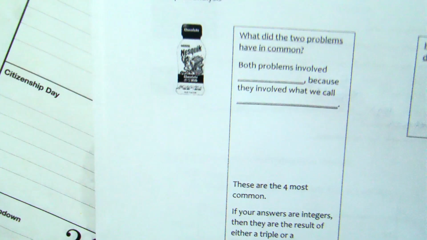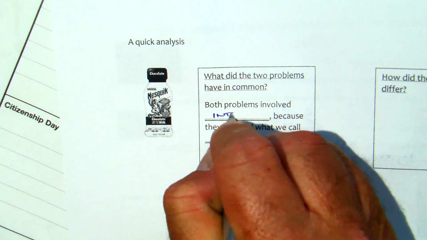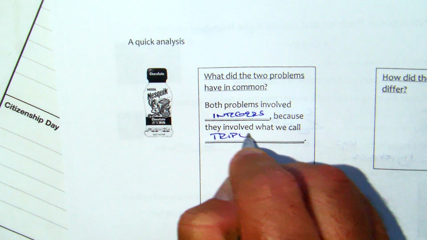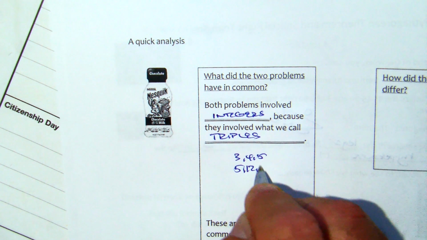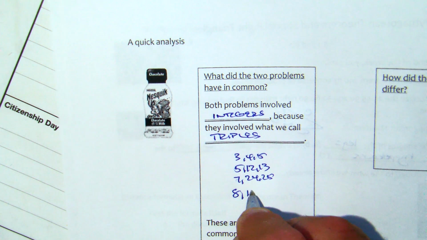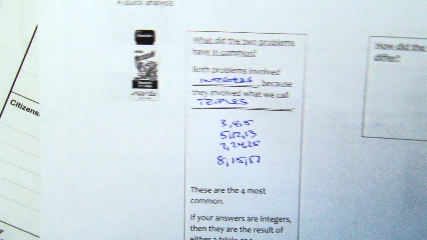Alright, well let's do some analysis. What did the two problems have in common? Both problems involve integers, because they involve what we call triples. Alright, so that'd be 3, 4, 5; 5, 12, 13; 7, 24, 25; 8, 15, 17. Those are the common ones. Alright, there are others like the one we just did over here. 20, 21, 29. Alright, there's 9, 40, 41.